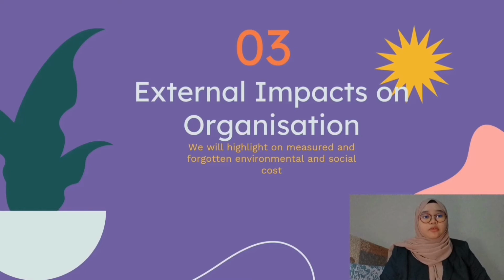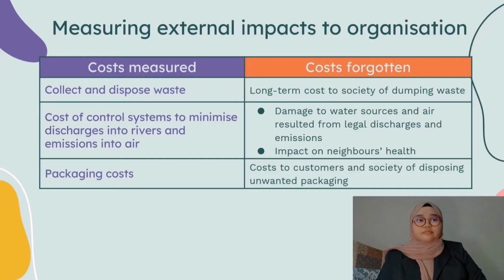We will further discuss the next subtopic, which is external impact on organizations. We will highlight measured and forgotten environmental and social costs. Do you wonder what the costs related to external impact on organizations are? The first cost measure we will look at is collecting and disposing waste. The cost forgotten is the long-term cost to society of dumping waste. The second cost measure is the cost of control systems to minimize discharges into rivers and emissions into air. The cost forgotten is damage to water sources and air resulting from legal discharges and emissions. The second cost forgotten is impact on neighbors' health.